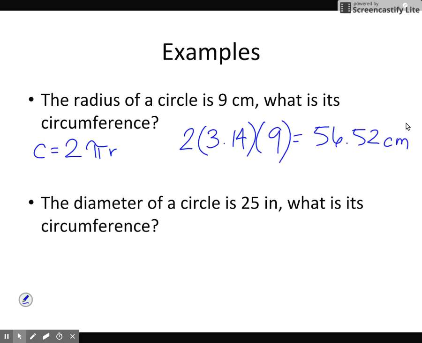The next example asks us, the diameter of a circle is 25 inches. What is its circumference? So since you are given the diameter this time, use the other formula, C equals pi times diameter. Plug in once again, pi times the diameter, which in this case is 25, equals 78.5 inches.